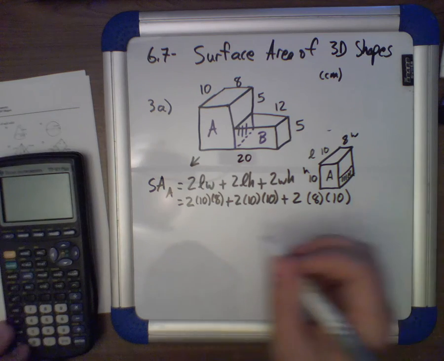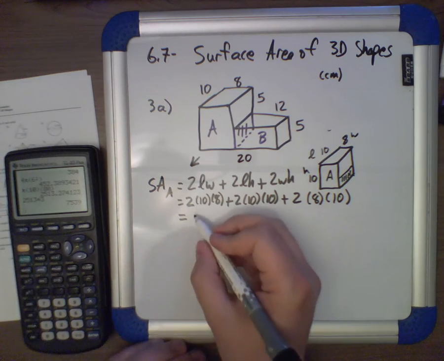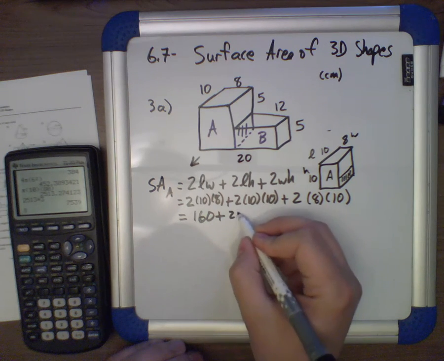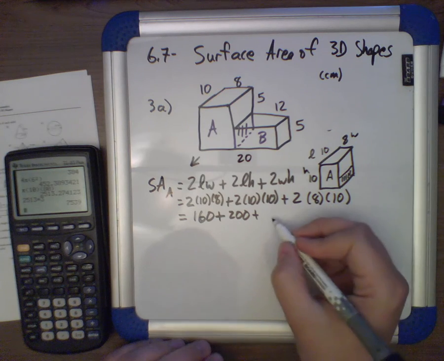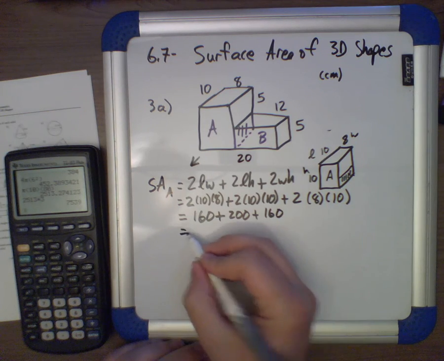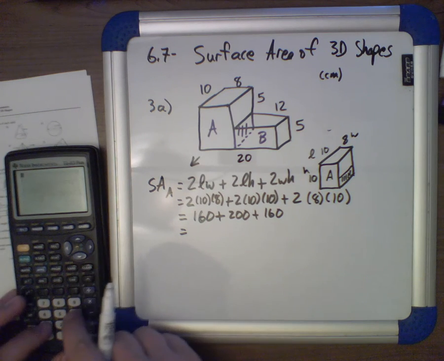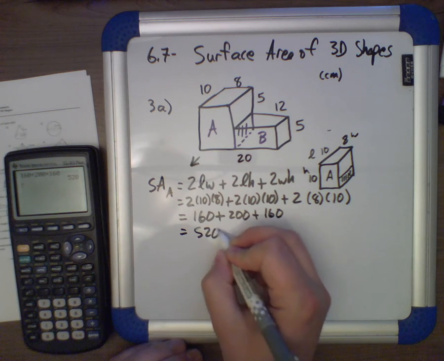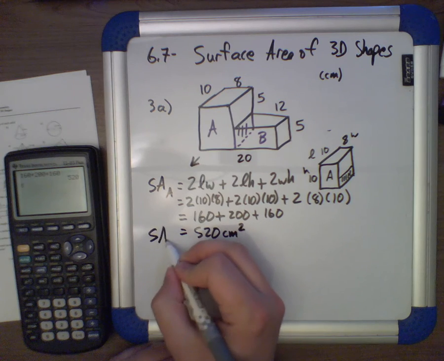All right, let's go and add these all up. 2 times 10 times 8 is 2 times 80 is 160, plus 2 times 10 times 10 is 200, plus 2 times 8 times 10 is 2 times 80 is 160, and I don't want to make a mistake, so I'll just use my calculator. 520. My units were centimeters squared.